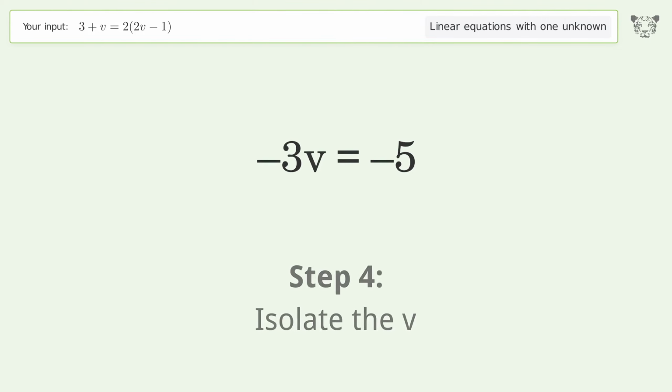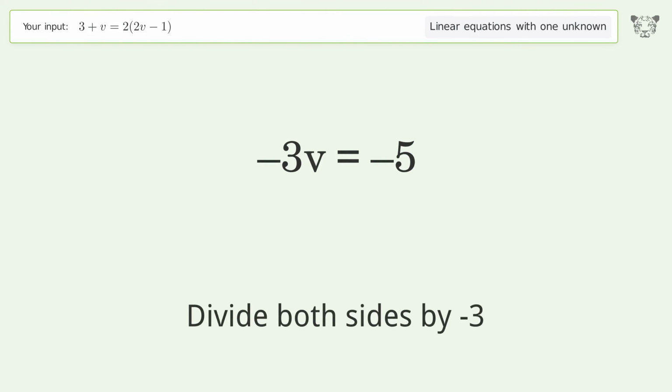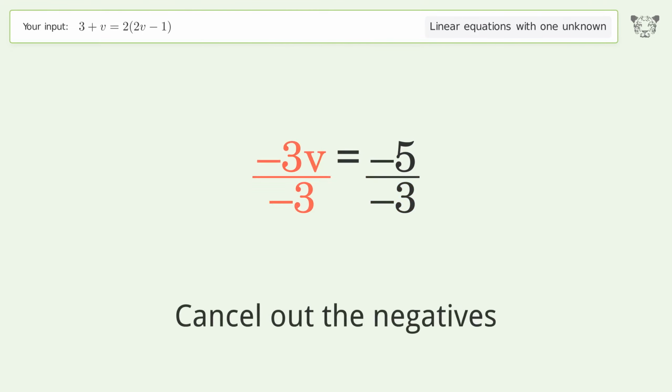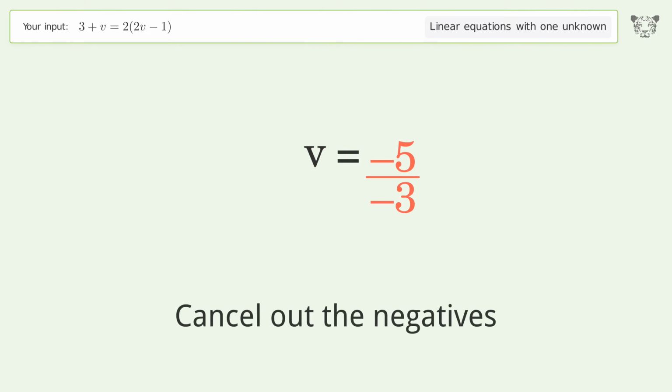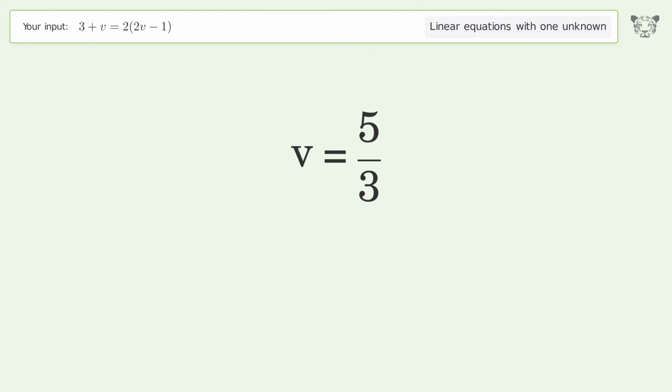Isolate the v. Divide both sides by -3. Cancel out the negatives. Simplify the fraction. Cancel out the negatives. And so the final result is v equals 5/3.